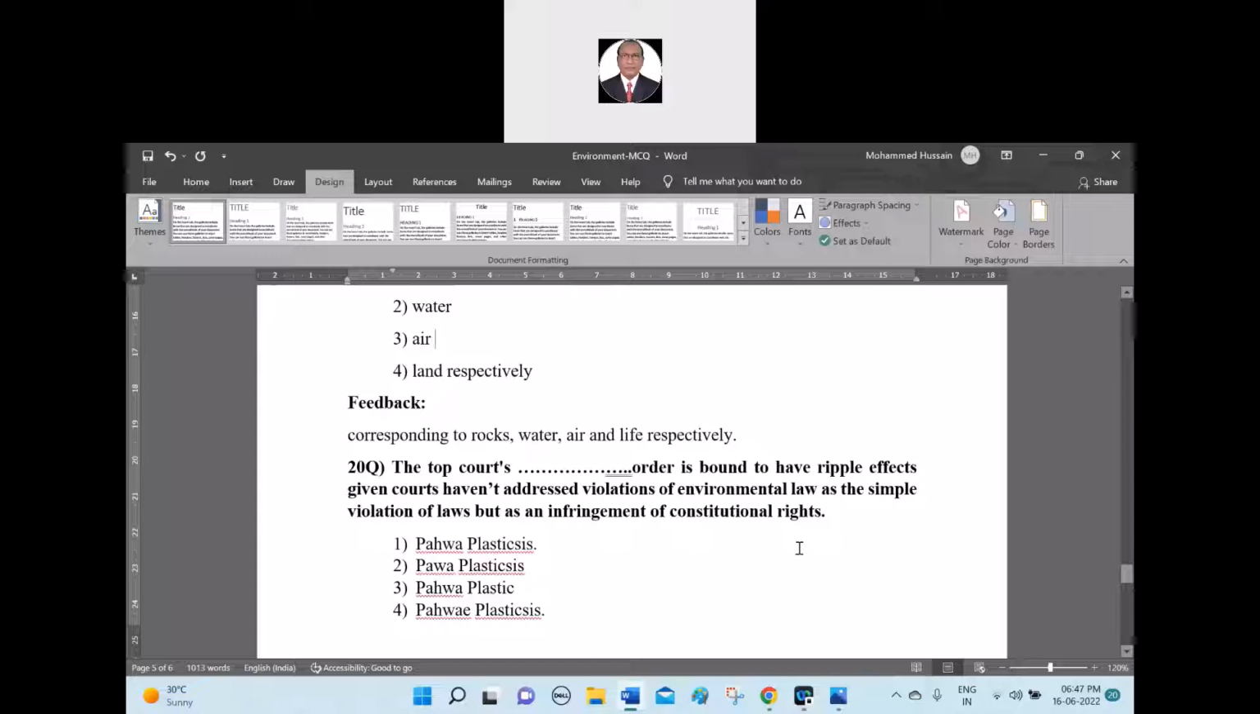20th question. The top court's dash order is bound to have ripple effects given courts have not addressed violation of environmental law as a simple violation of law, but as an infringement of constitutional rights. Option 1, Pahwa Plastics.